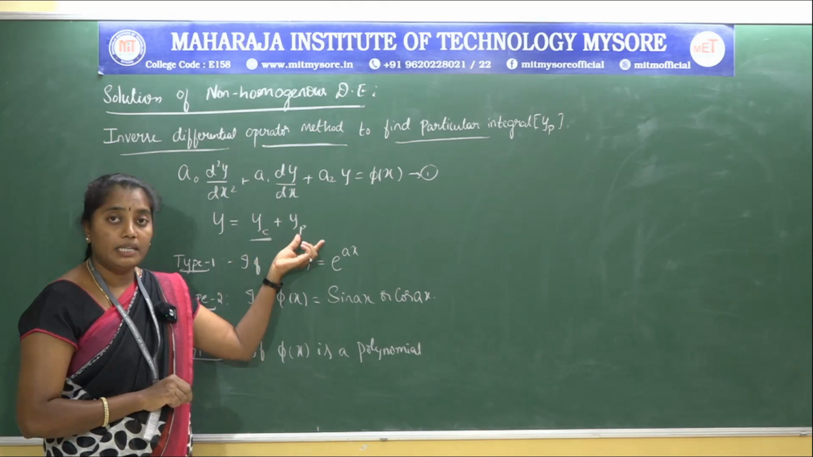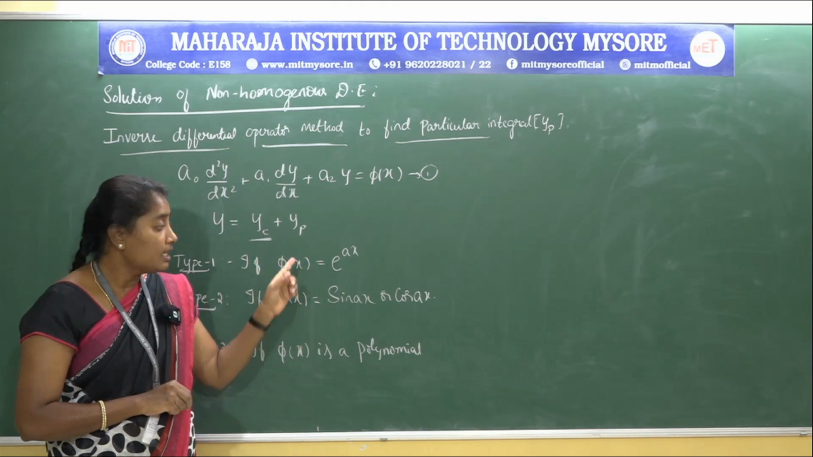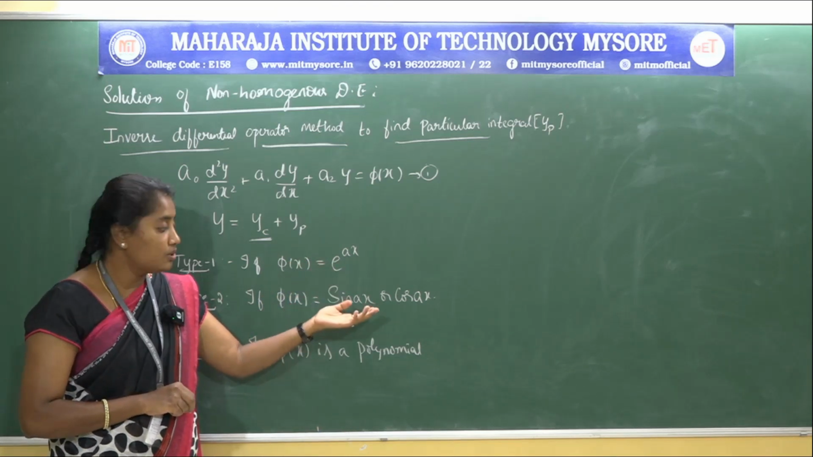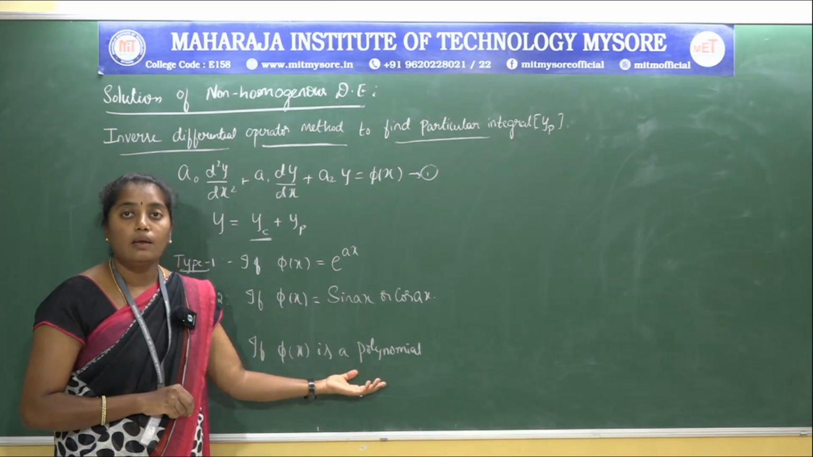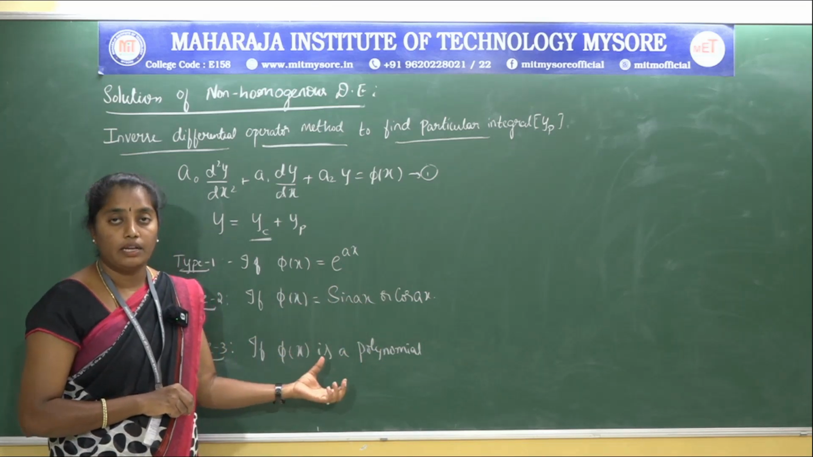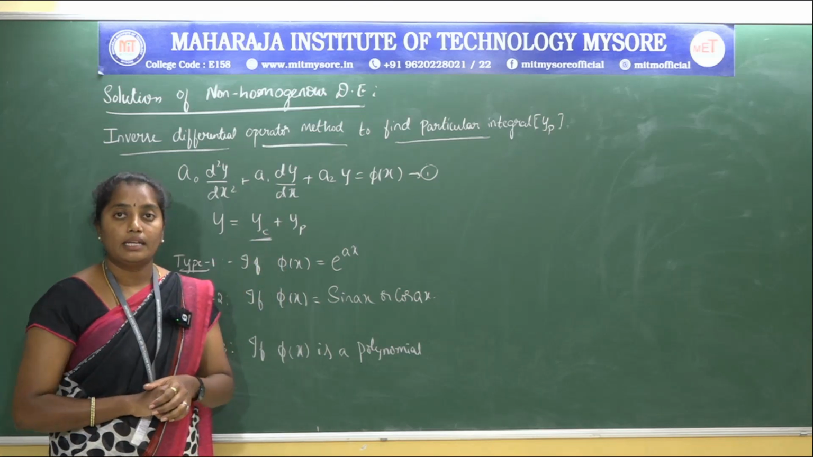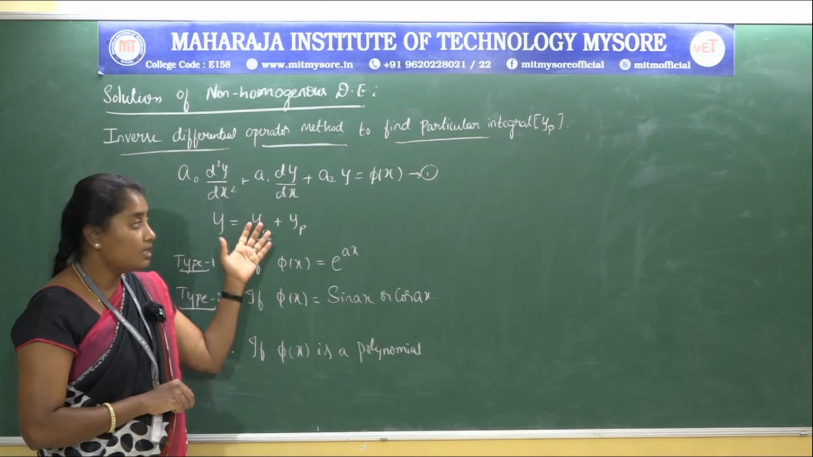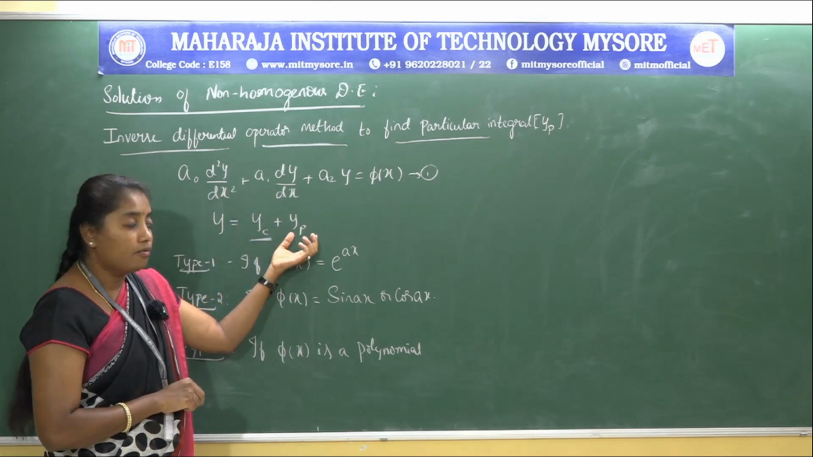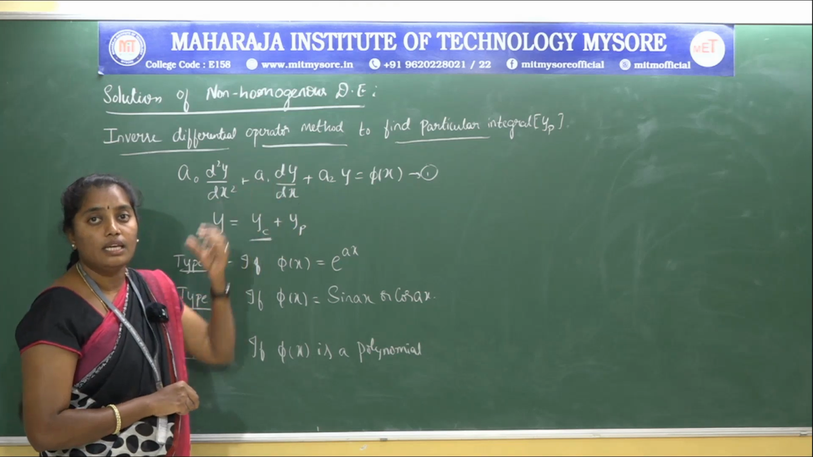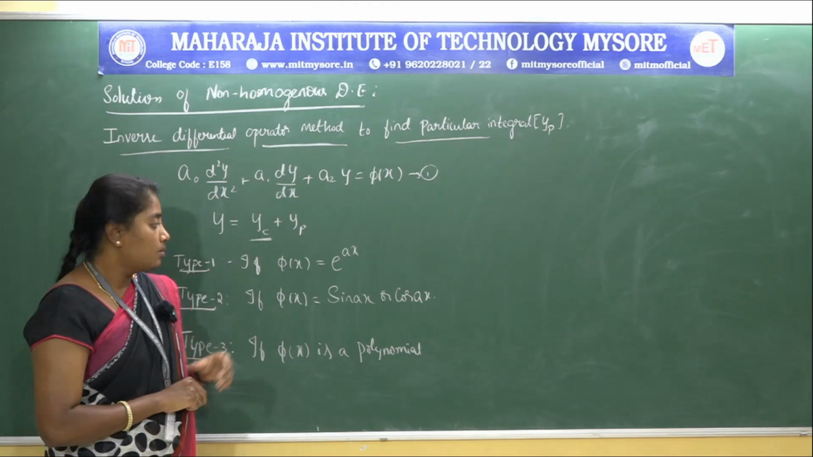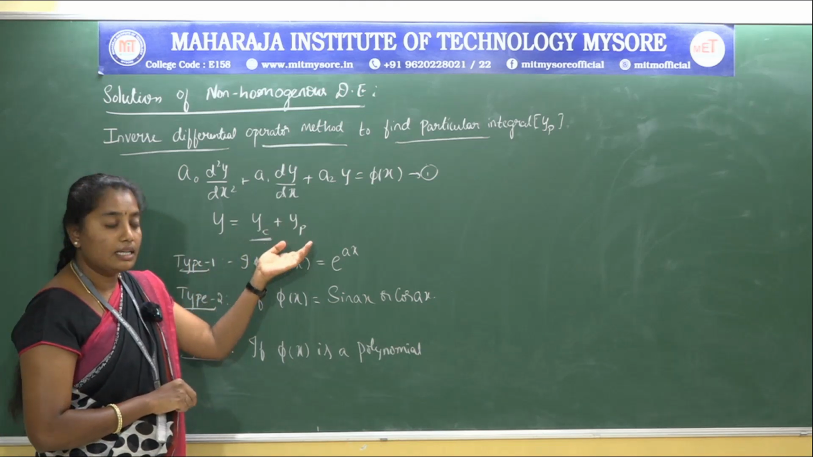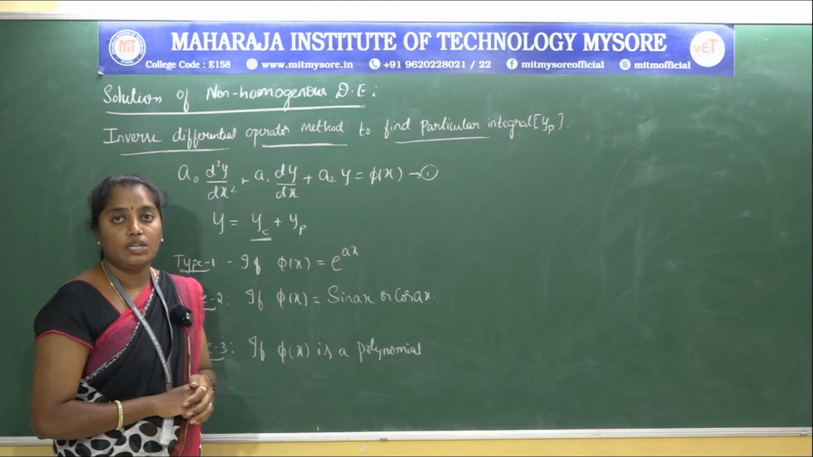And the particular integral is based on the nature of the given phi of x, whether it may be an exponential function, a trigonometric function or a polynomial. Based on the nature of phi of x, we have to find the particular integral, that is the yp value. On combining the complementary function, that is the solution of the LHS part, and the yp value, we get the complete solution of the given differential equation. So next I am going to explain how to find the particular integral if phi of x is an exponential function.